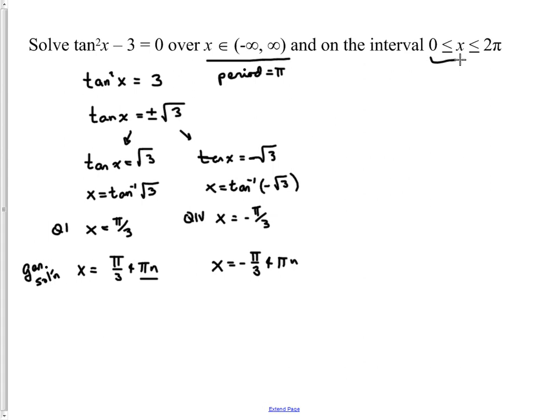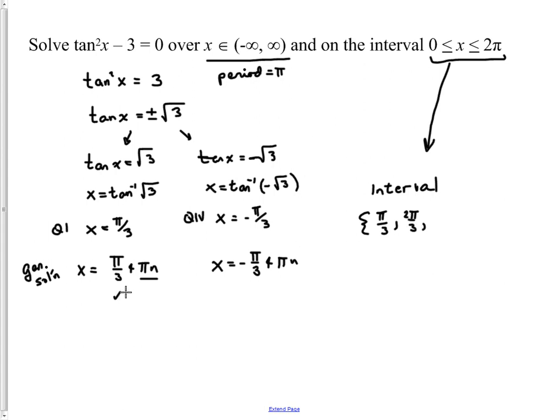But again, we're looking for all these solutions on the interval from 0 to 2 pi. So let's find out what works when we apply the interval. On this interval, we can't have any values that are negative. So negative pi over 3 is out. However, positive pi over 3, that's in. Right, so that accounts for this first one. If we take negative pi over 3 and add pi, that means we're going to get 2 pi over 3 as a solution.